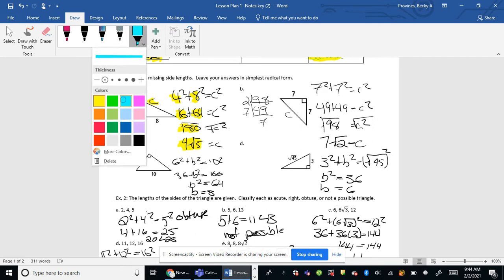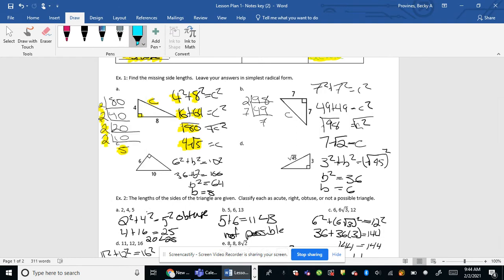Let's get a new color for the next one. Going on to B, so we have 7 and 7 as our legs. So this is going to be an isosceles triangle because we have two side lengths of equal measure. And then we have our 90-degree angle here. So the side opposite that will be our hypotenuse. So we'll set up 7 squared plus 7 squared equals c squared. 7 squared is 49. And then 49 plus 49 is 98. So we take the square root of 98.